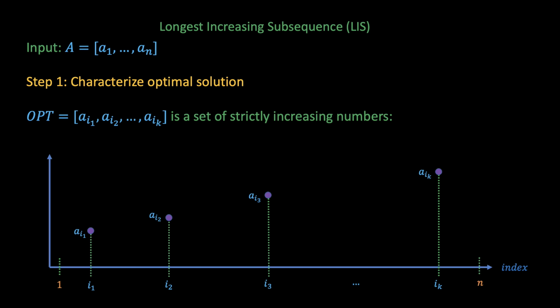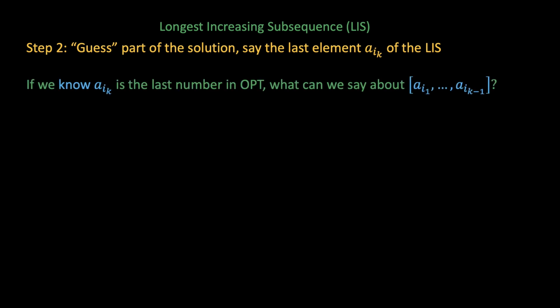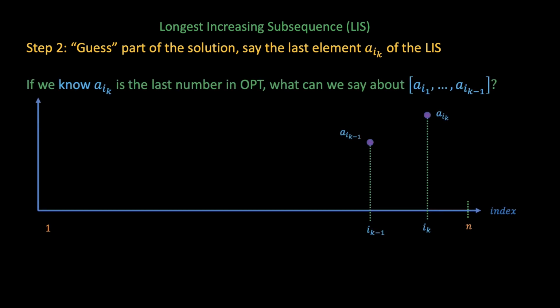This second step involves guessing part of the solution and seeing if we can find an interesting property about the remainder of the solution. Suppose the oracle that told us the optimal solution was also kind enough to tell us that the last element in the LIS is a_ik. What can we tell about the solution? Take a minute and think about what other structural properties we can get about opt.